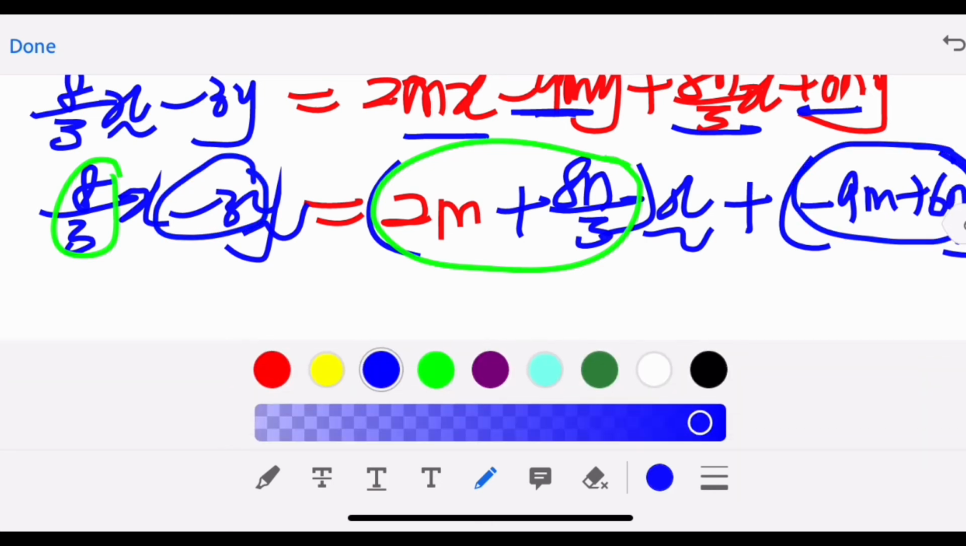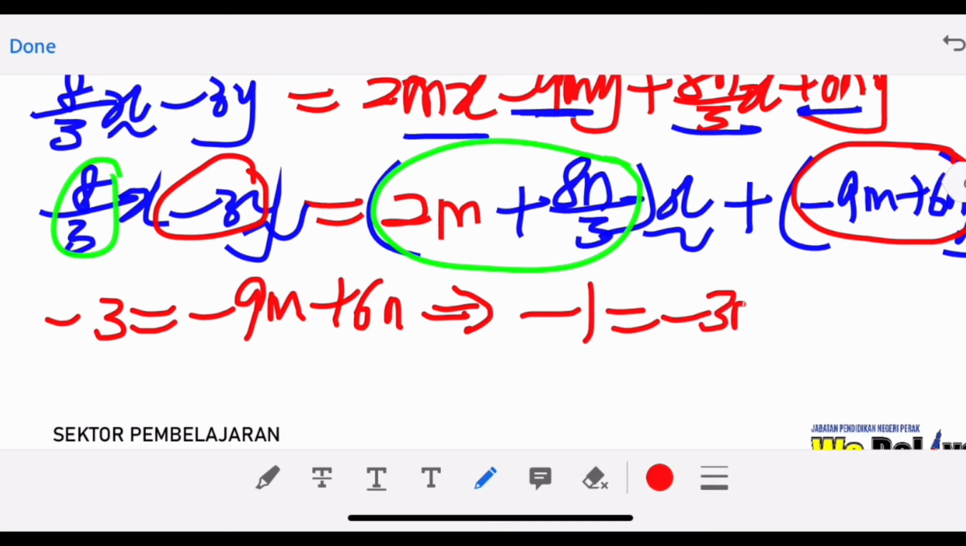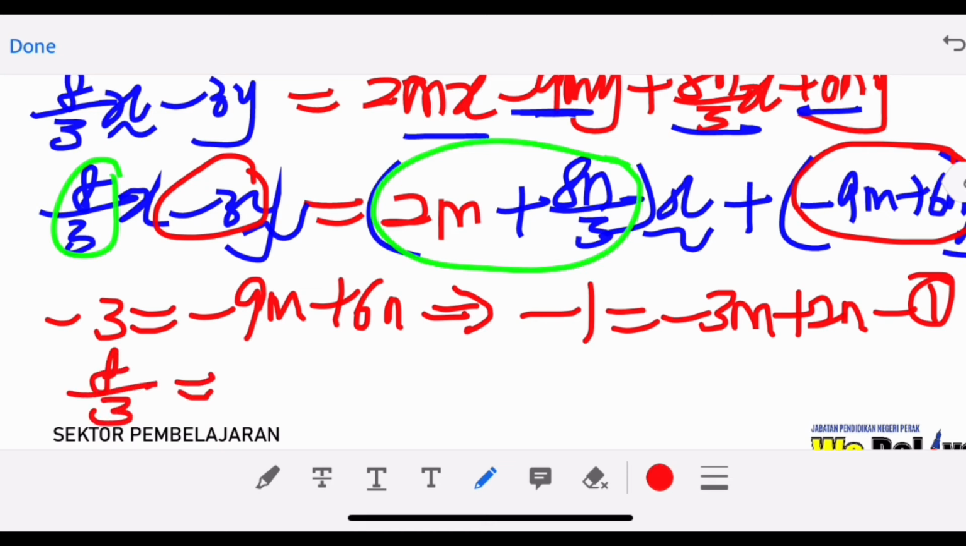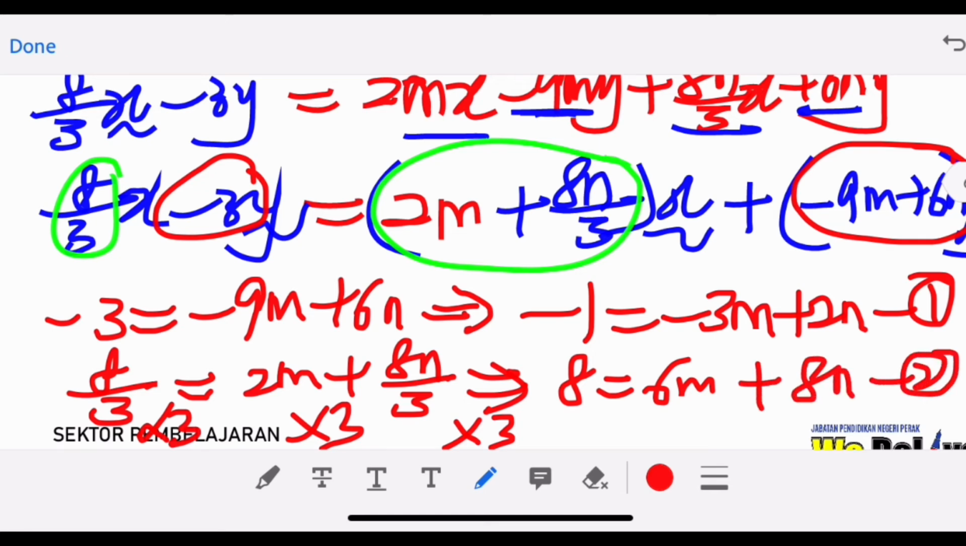So we have the negative 3 equal to negative 9m plus 6n, and we can simplify, become negative 1 equal to negative 3m plus 2n. So this is number 1. And we have another equation which is 8 over 3 is equal to 2m plus 8n over 3. So if I times with the 3, I will get 8 is equal to 6m plus 8n. I times 3 because there is a fraction. This is number 2.